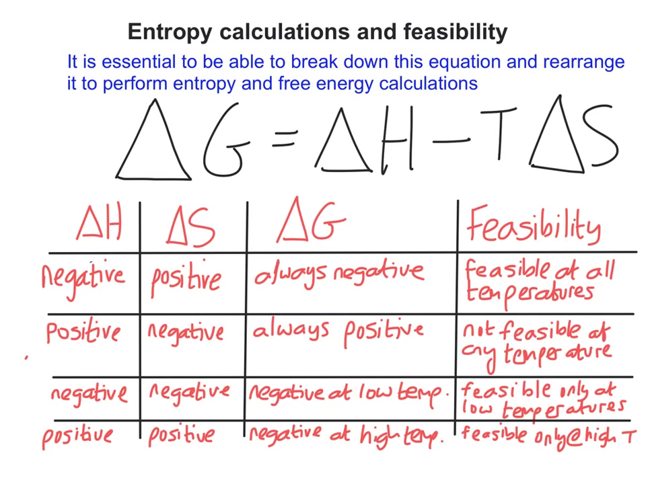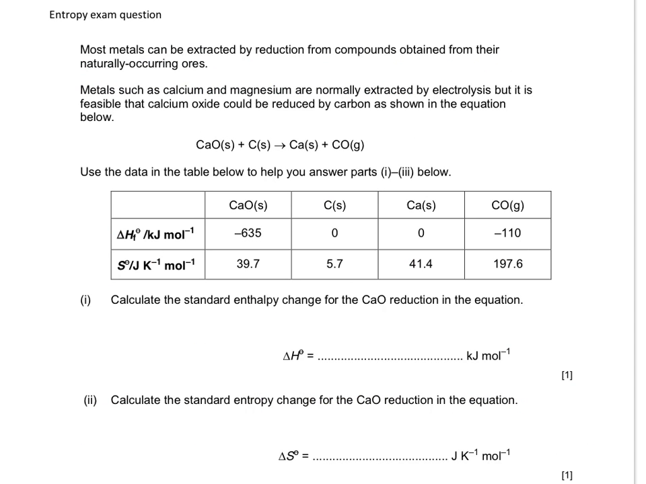Right, so let's have a look at some worked examples. Here's a typical exam question that gives you some delta H values and some entropy values as well. The first part is to calculate the standard enthalpy change for the CaO reduction in the equation. The equation is obviously laid out.